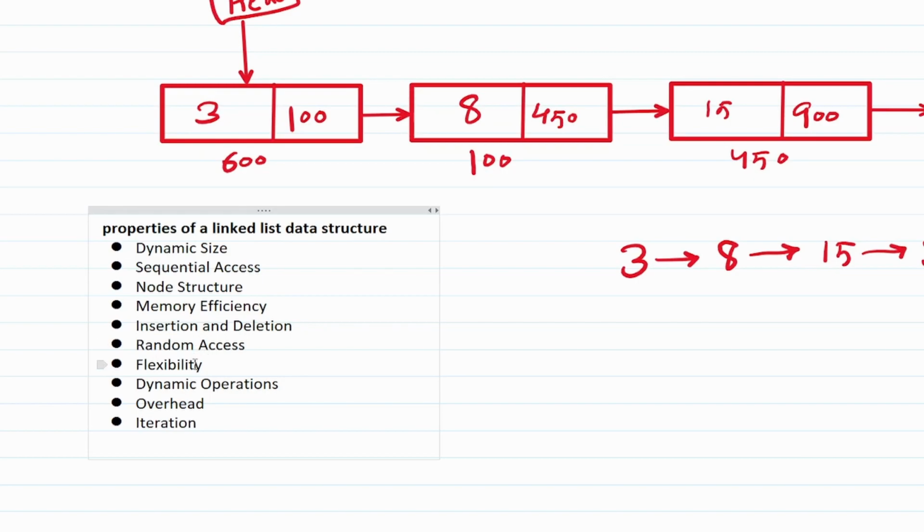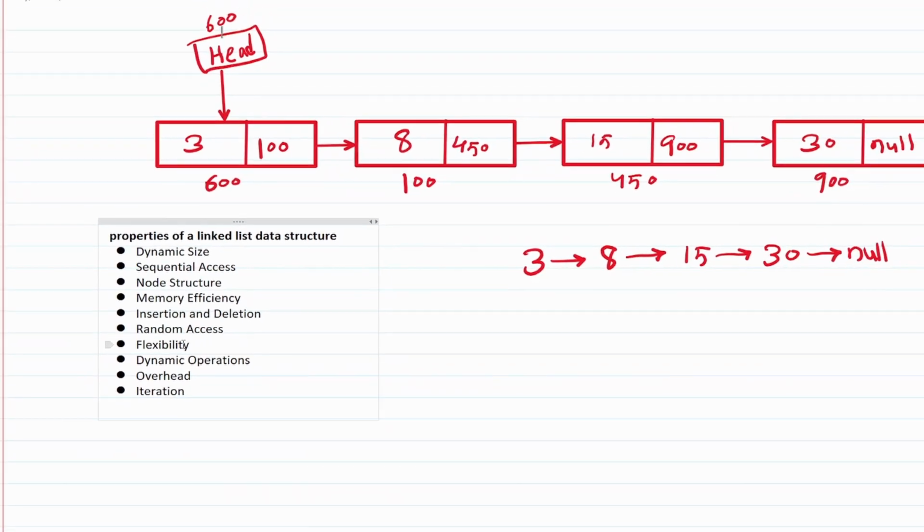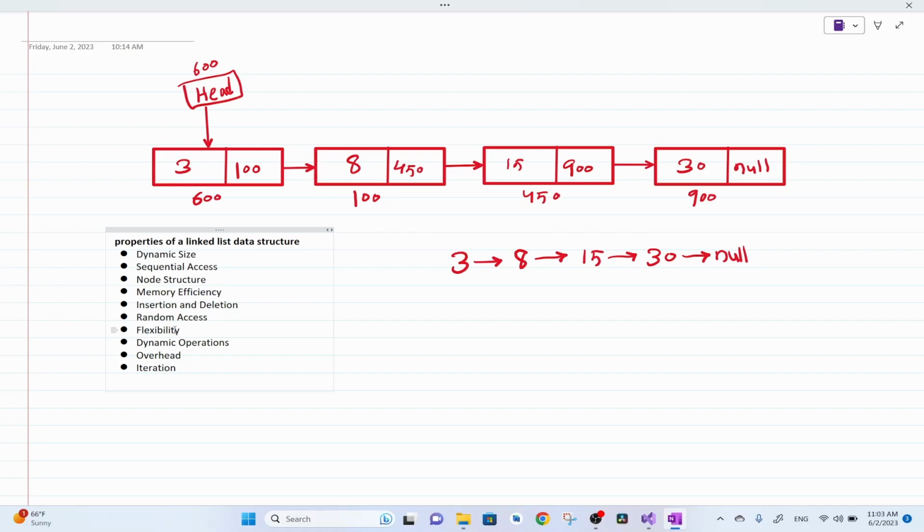Then we spoke about the flexibility of a linked list. Basically, it provides flexibility in terms of insertion, deletion and reordering of elements, as it requires only adjusting a few pointers. Then dynamic operations: adding, removing or modifying elements in a linked list can be done in constant time complexity, or big O of 1, depending on the operation and the position in the list where we want to perform the operation. So we will see all these properties, and we will implement them in our own linked list.